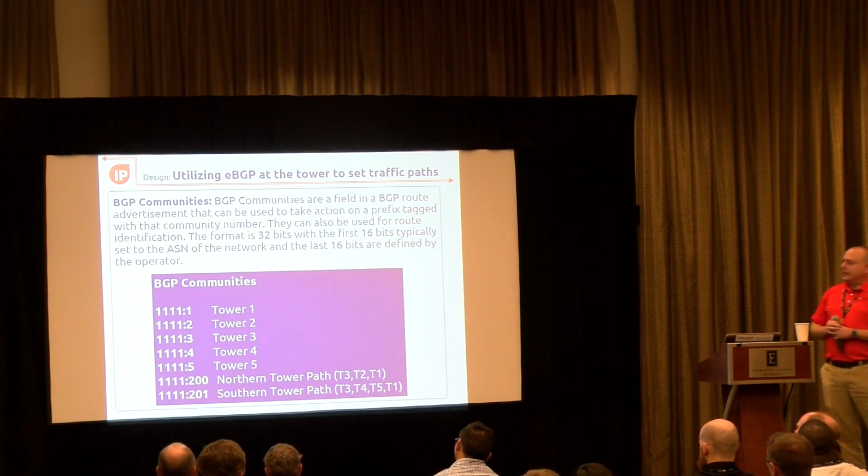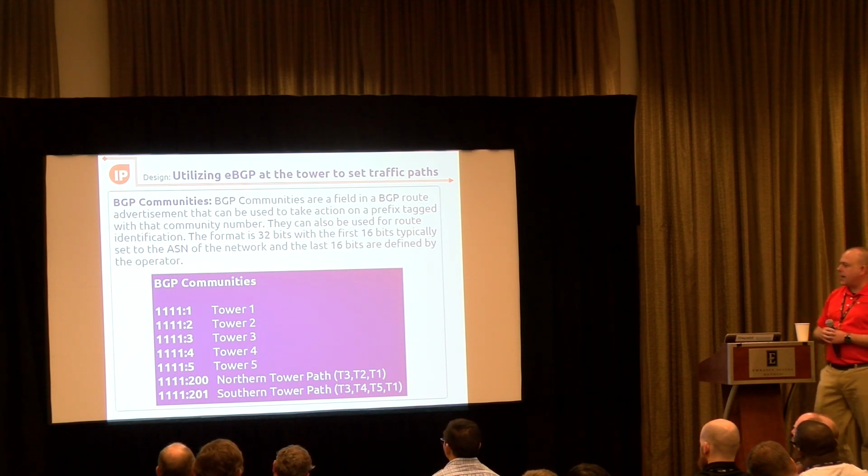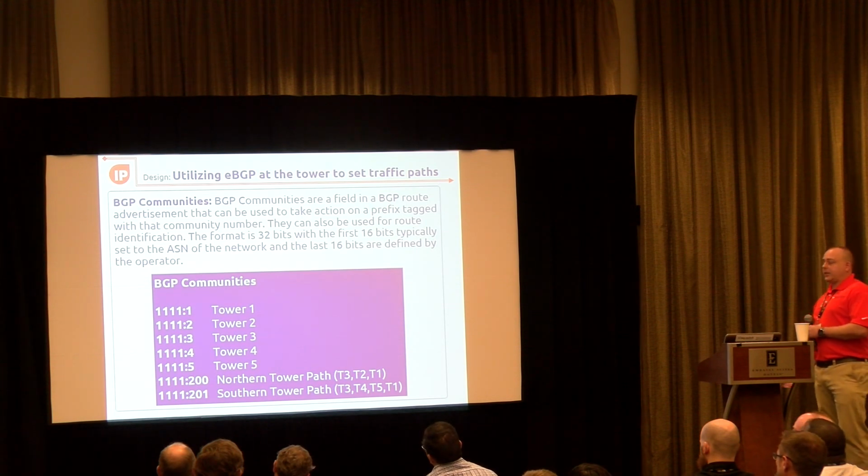We're going to say, okay, anything tagged with 111.200 is going to take the northern tower path, Tower 3, 2, 1. Anything that's 111.201 is going to take the southern tower path, Tower 3, Tower 4, Tower 5, and Tower 1. You could do incredibly complex variations on this.